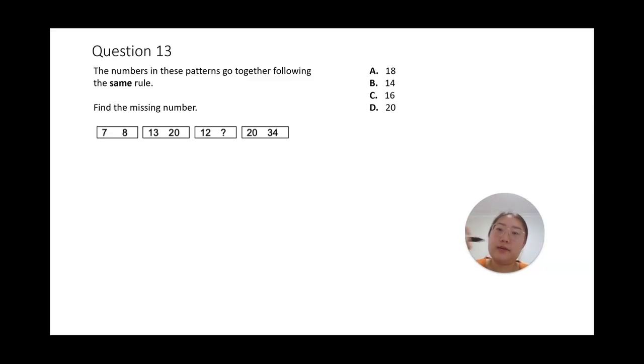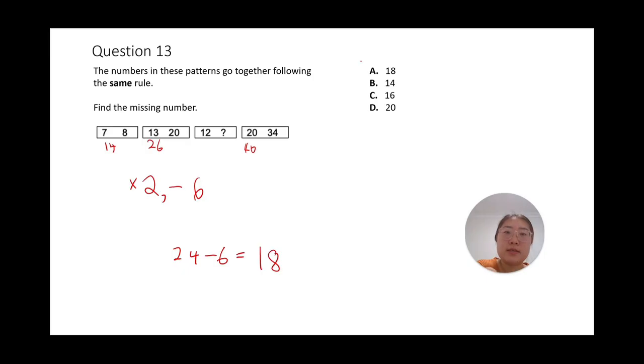So what's happening here? You're actually doubling, and then we're minusing something, okay? We double, we get 14, and then we have the minus 6. So we double, we get 26, minus 6. Double, we get 40, minus 6. So we double 12, we get 24, and we minus 6, we get 18. So the answer here is A.